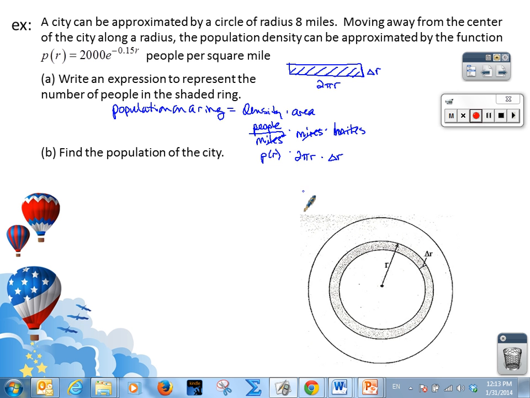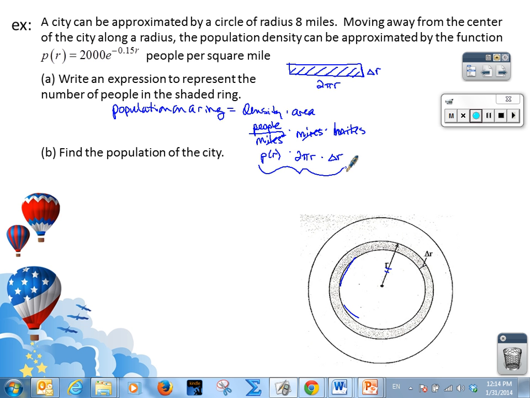And it looks very much like shells, doesn't it? On shells we had 2 pi r, r of x, h of x, but this is just going to be an r. There is no r of x to find. It's 2 pi r, which deals with the circumference, which again is a distance, and delta r, which is the change in r, which is also a distance. So that gives us our population if we're dealing with some kind of a ring. So this would be the formula that would find the number of people, the population.